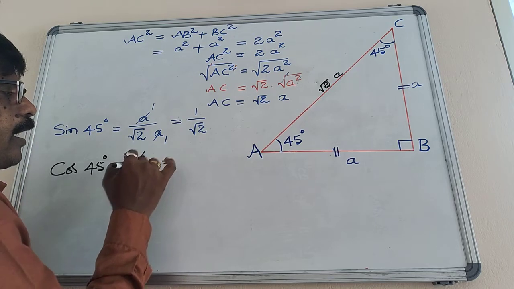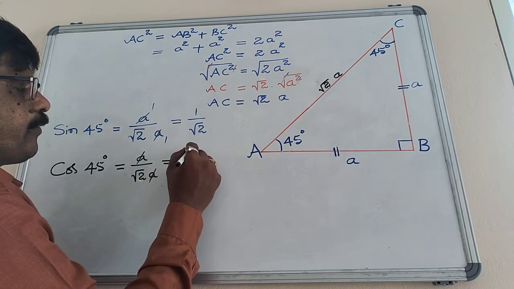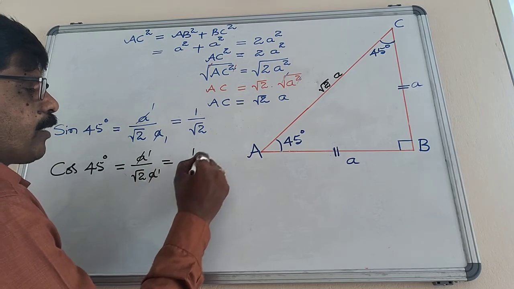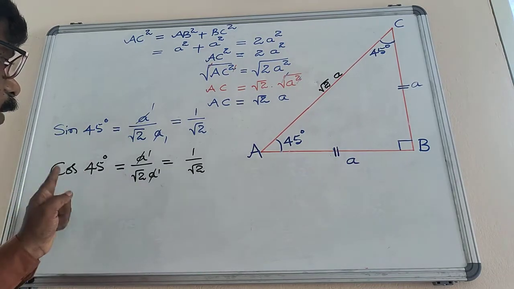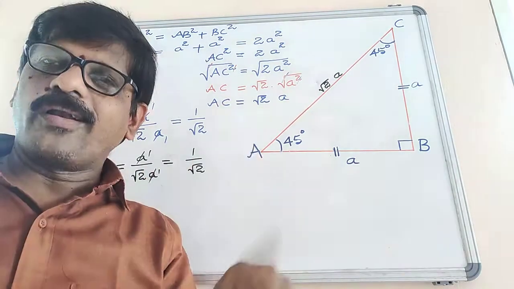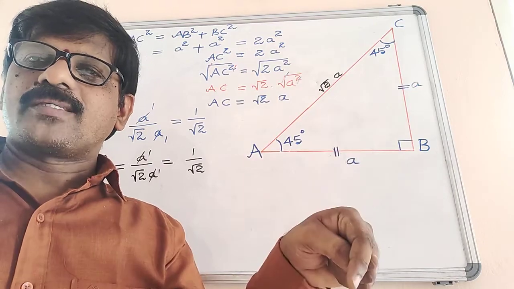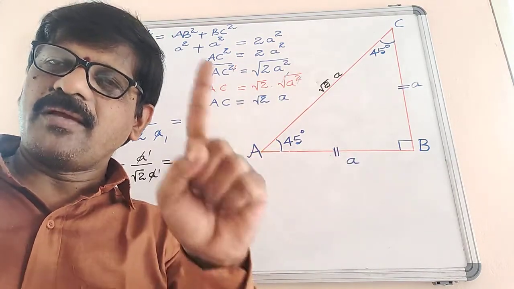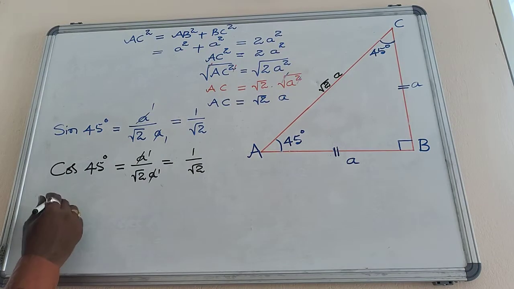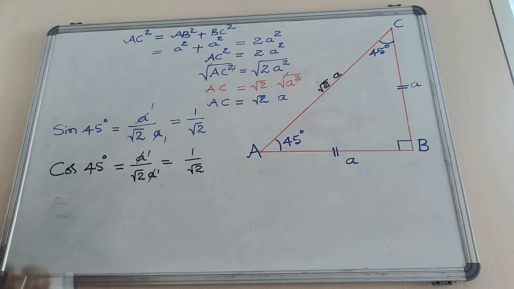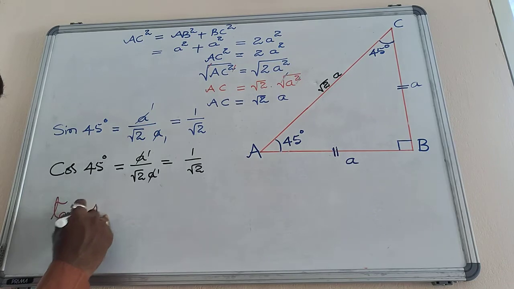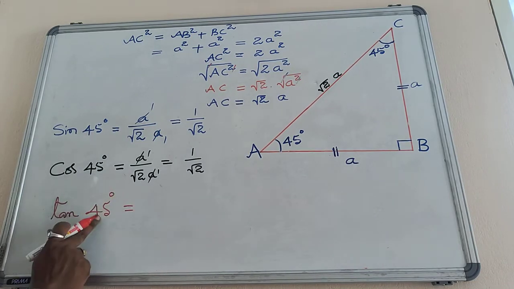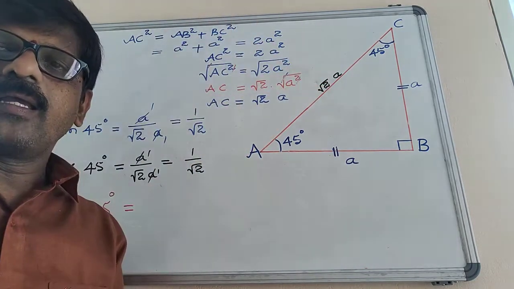Clear? A is cancelled. Now it will be 1 by root 2. Clear? You have to observe that sin 45 and cos 45 are equal. Already I told in the previous class, sometimes sin and cos must be equal. Clear? Now the next one is tan 45. Tan means opposite by adjacent.